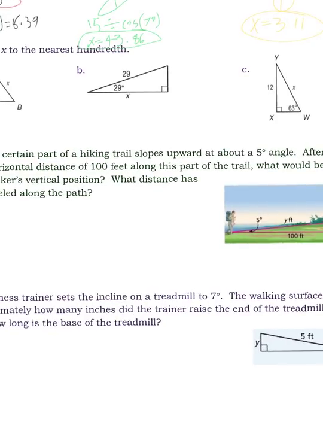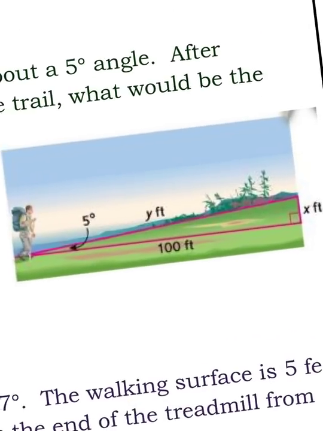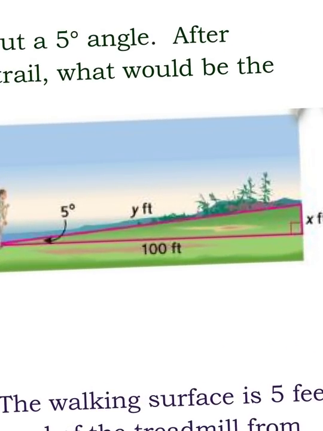So a certain part of a hiking trail slopes upward at about a 5-degree angle. After traveling a horizontal distance of 100 feet along the part of the trail, what would be the change in the hiker's vertical position? It's basically asking you how far did you walk since you walked up a hill. So if you were able to cut into this hill, it's 100 feet. So I'm going to look for how high the hill is.